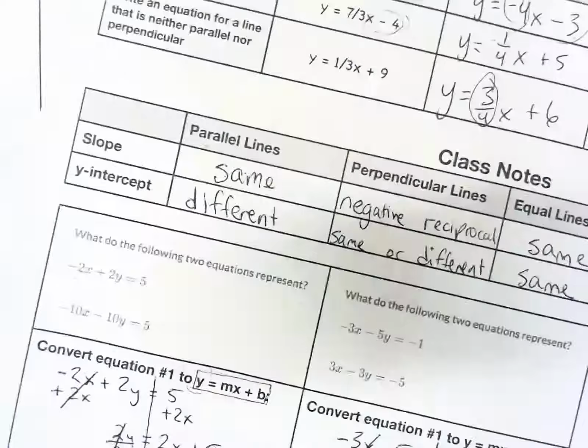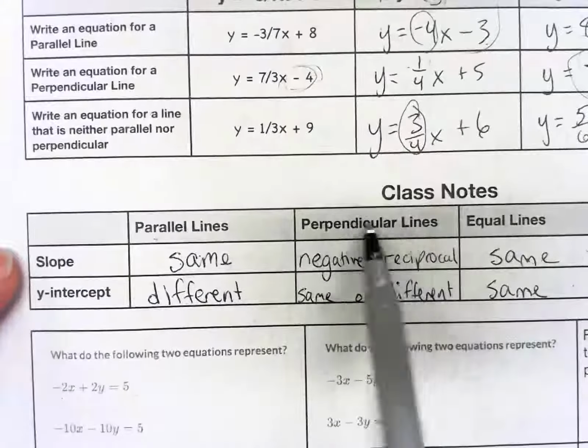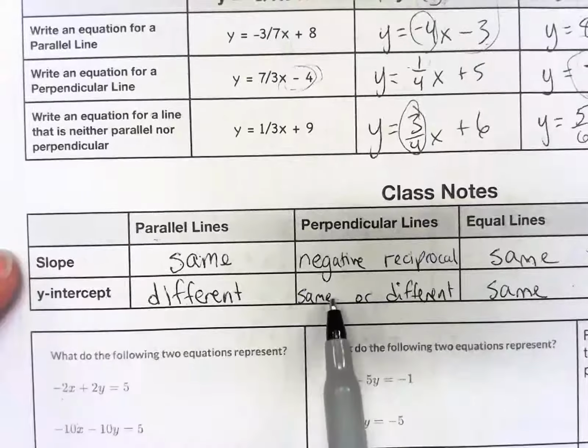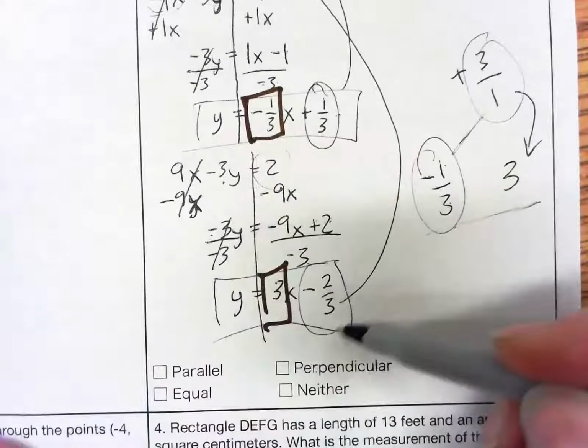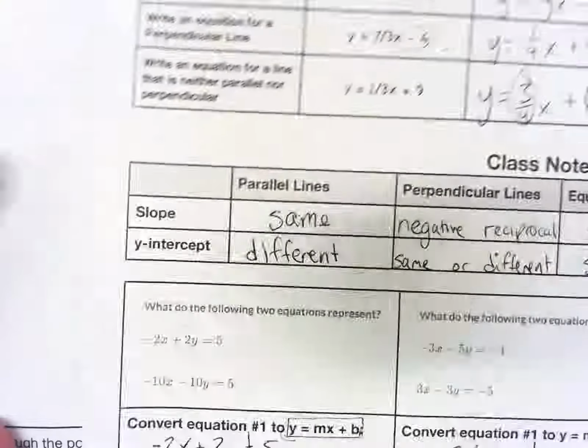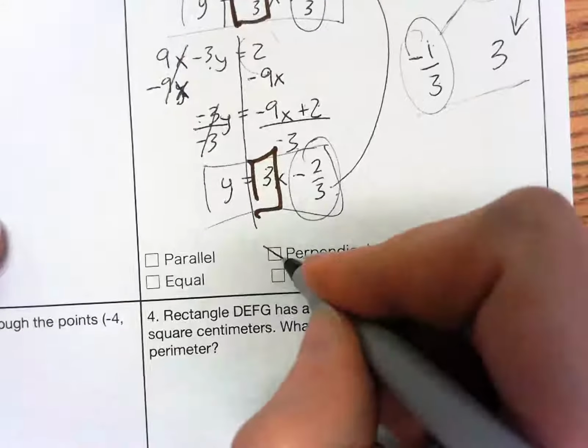So let's go back and look at the chart here. Negative reciprocal is going to be perpendicular, and it says the y-intercepts can be same or different. So if we look at our y-intercepts, I have positive 1/3 here, negative 2/3. They're not the same, but it doesn't matter because it said it could be same or different. So our answer for this one is that our lines are going to be perpendicular.